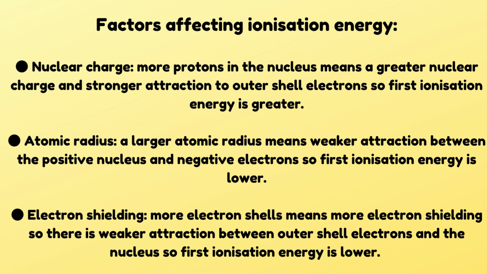Second factor, atomic radius. Larger atomic radius means weaker attraction between the positive nucleus and negative electrons. So first ionization energy is lower. Larger atomic radius, lower ionization energy. Third factor, electron shielding. More electron shells means more electron shielding, so weaker attraction between outer shell electrons and the nucleus. So first ionization energy is lower. So these are the factors affecting ionization energy.